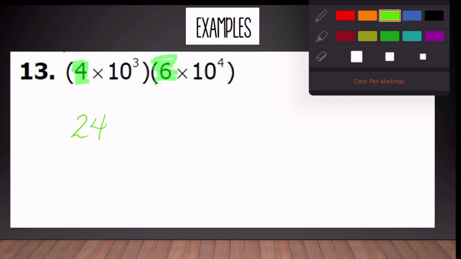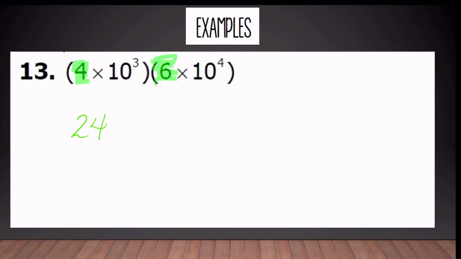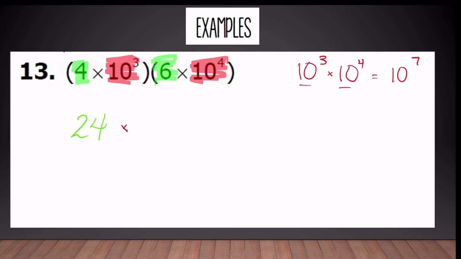But then I need to do my product rule. Okay? So here I have 10 cubed times 10 to the 4th. Well, think about this. This is what we did all last week. 10 cubed times 10 to the 4th. Well, bases are the same. So I write my base, add my exponent. So that I get times 10 to the 7th.